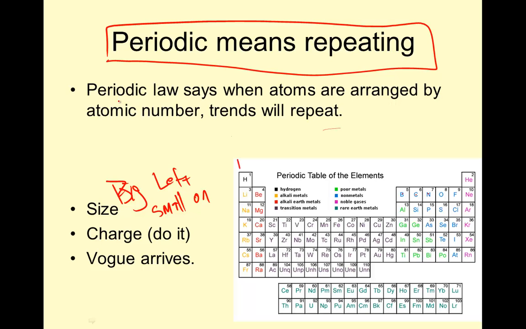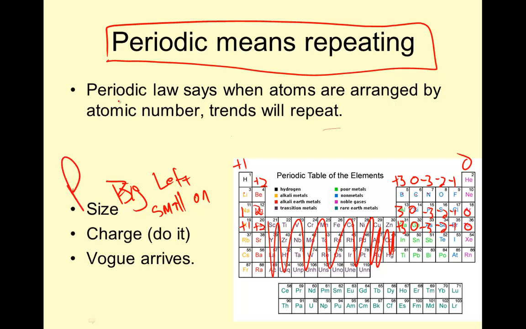Charge. The charge for hydrogen is +1. Charge on helium is 0. Lithium is +1. Beryllium is +2. Boron is +3. Carbon is 0. Nitrogen is -3. Oxygen is -2. Fluorine is -1. And neon is 0. +1, +2, +3, 0, -3, -2, -1, 0. +1, +2. I think you see the trend. We ignore these for a while. +3, 0, -3, -2, -1, 0.